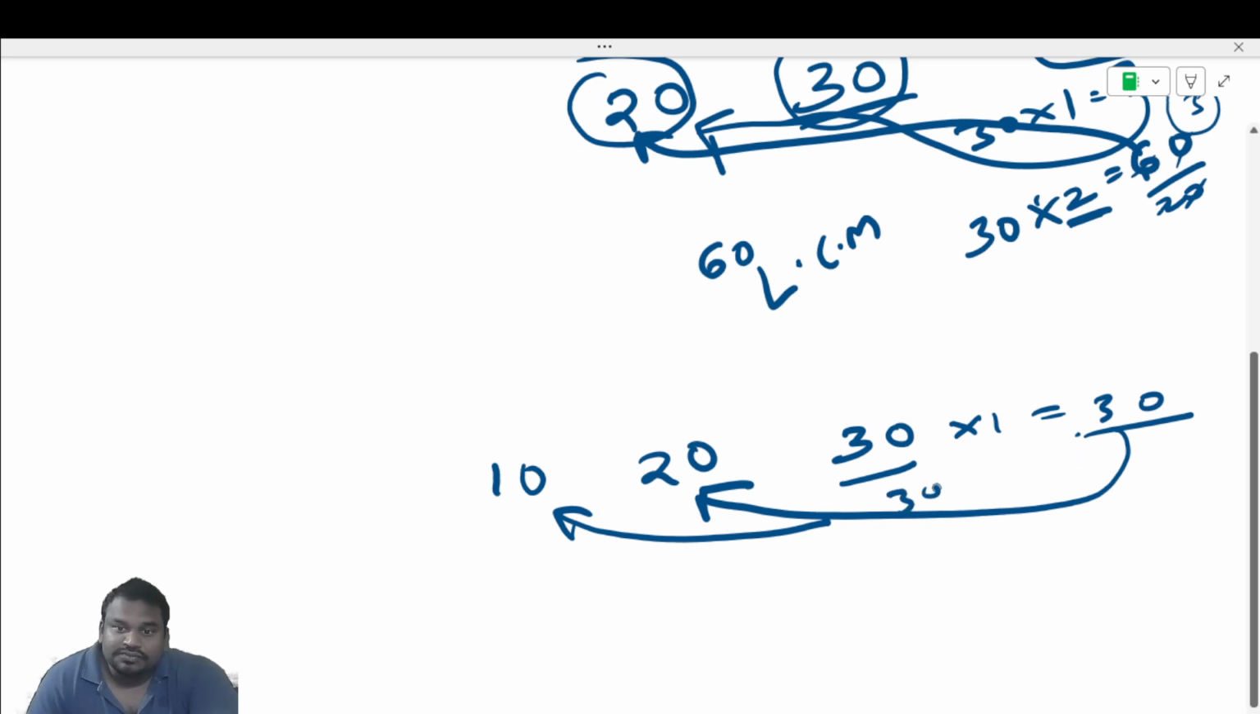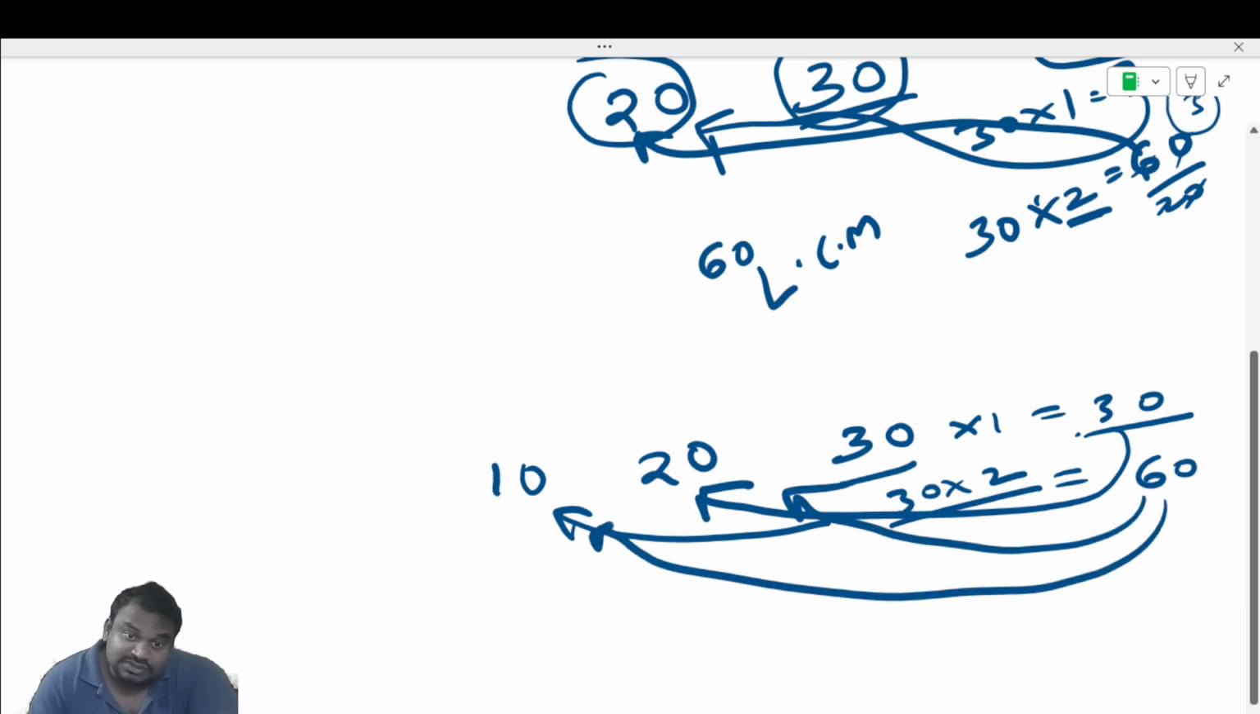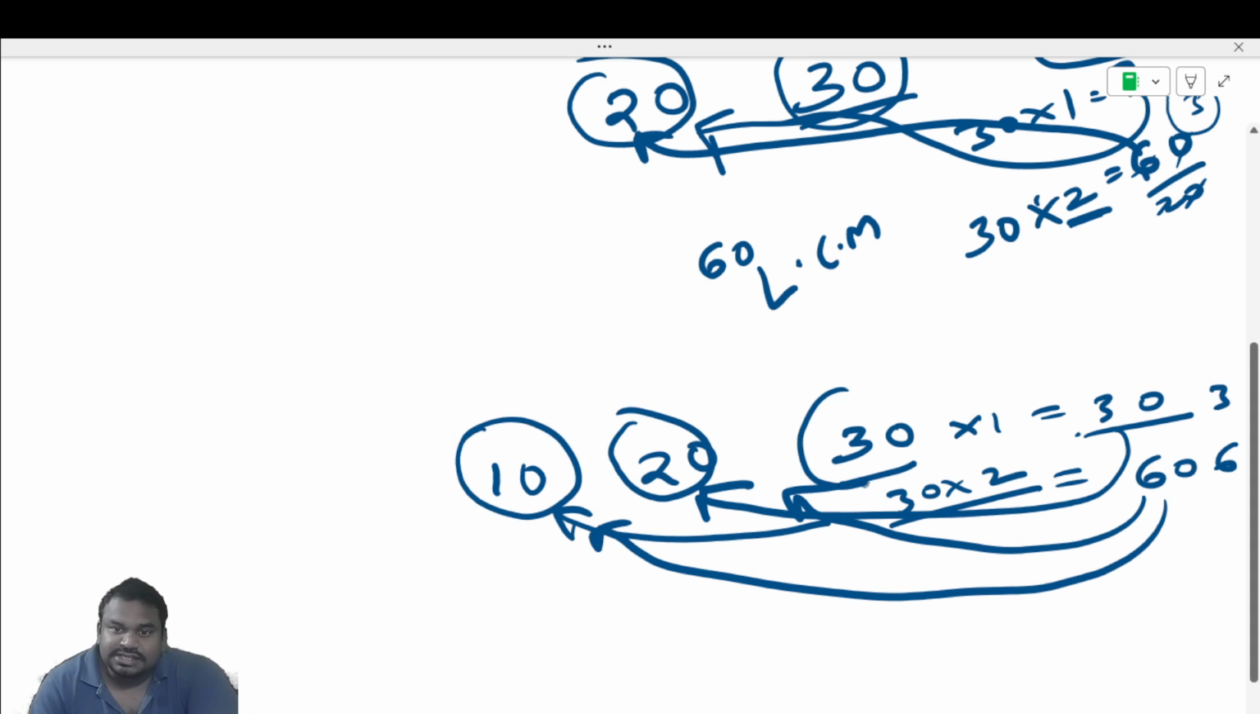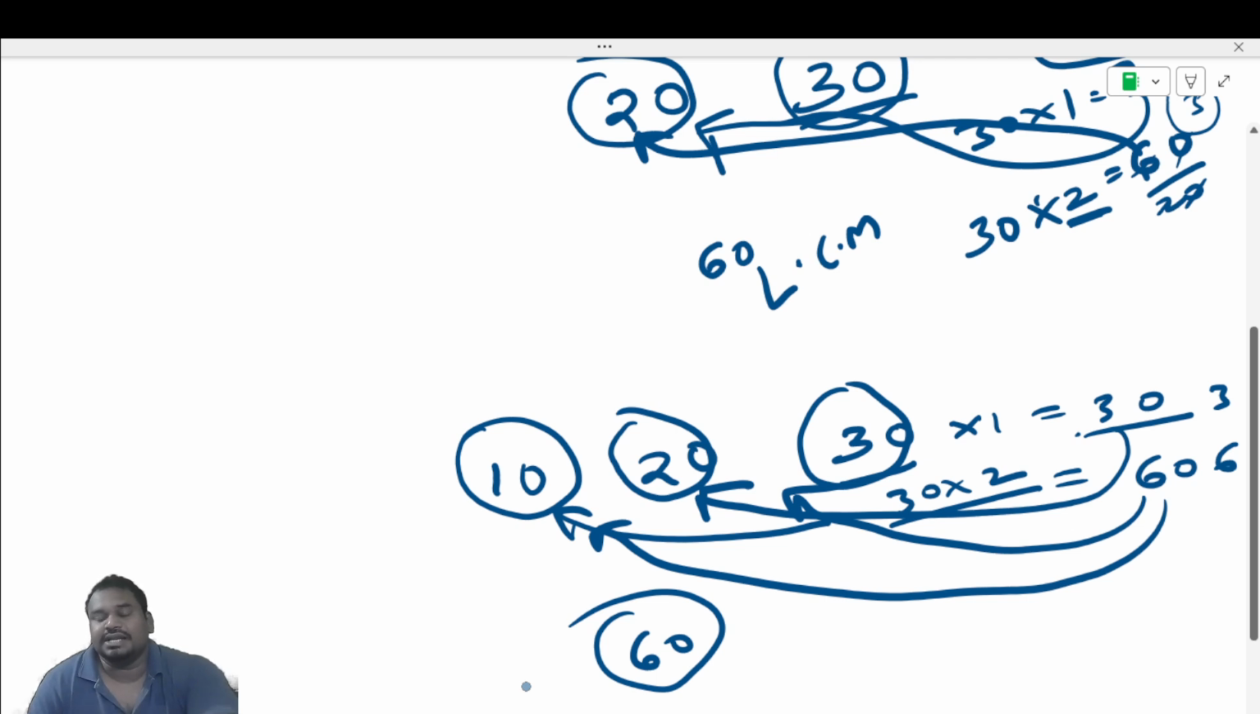Then I'll go for 2. So 30 into 2 is 60. Now we check: 60 is obviously divisible by 20, we just checked. And again, 60 is divisible by 10 also. So 6 times and 3 times. So it means the LCM of these three numbers is 60. Like that, LCM can be calculated.